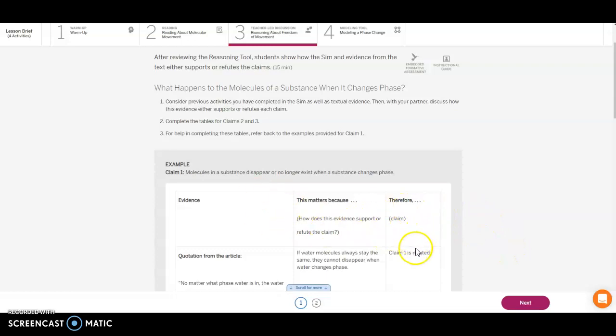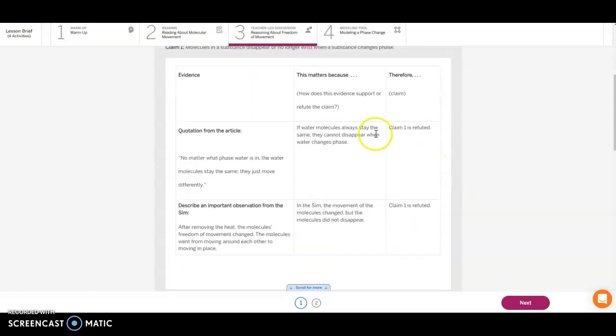And this table is actually completed for claims 2 and 3. So if you look here, they took a quote from one of the articles and said, no matter what phase the water is in, the molecules stay the same. They just move differently. So this matters because, how does this evidence support or refute the claim? This is our answer to that question.